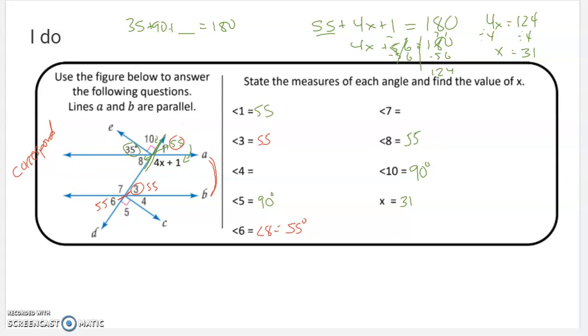And then I could follow a similar process to find these other ones here. For the sake of time, I'm just going to go ahead. You can find supplementary angles here and supplementary angles here and finish the job.